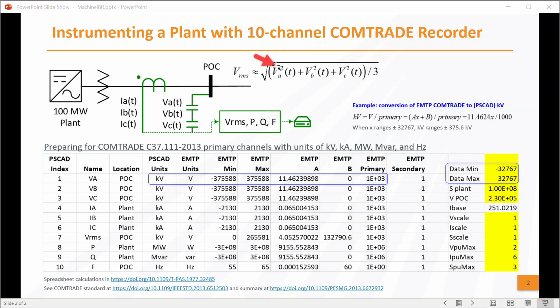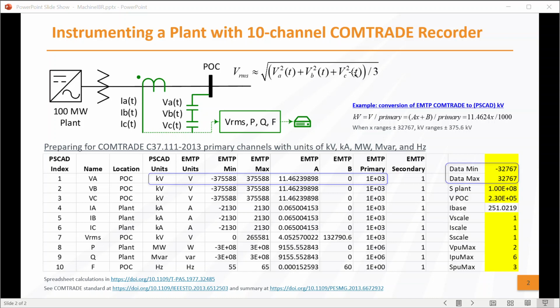Basically, you take the average of VA squared plus VB squared plus VC squared divided by 3 and take the square root of that. That gets you a pretty good estimate of the RMS voltage, at least under balanced conditions. Now, if it's not balanced, you're going to get some oscillations. But one of the tools, if you put in the RMS sensor, it actually behaves that way. And so we're going to try and match that in the second tool.